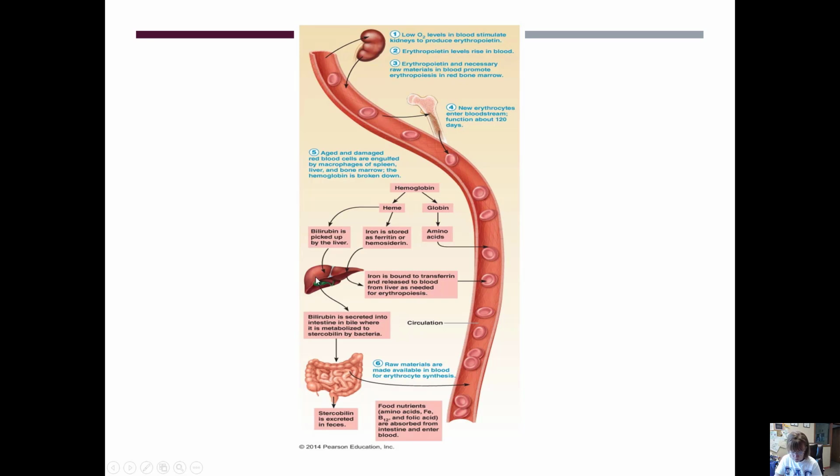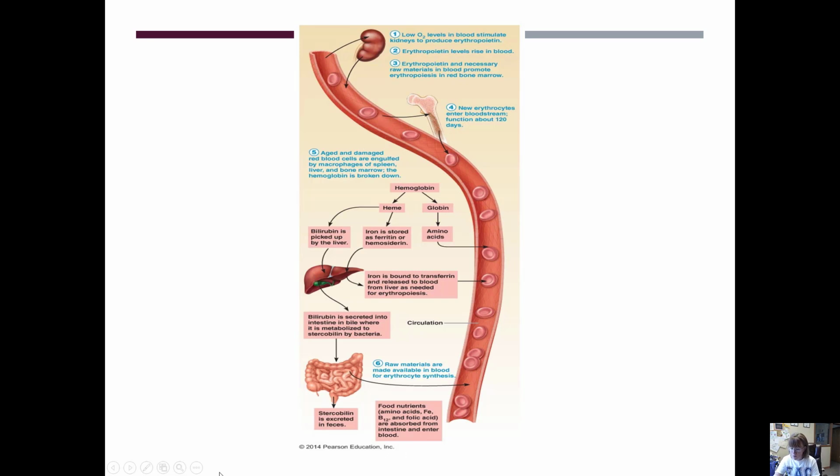So here is the bilirubin, and we've got two kinds: conjugated and unconjugated bilirubin. The conjugated kind is going to go into the bile and then be secreted into the intestine in the bile, where it's metabolized to stercobilin by the bacteria and then excreted in the feces, or we can reabsorb the bile salts that will be in there, and then that will go back up and back to circulation.